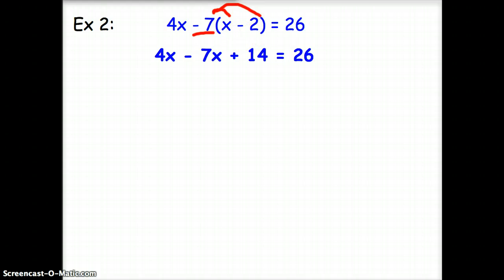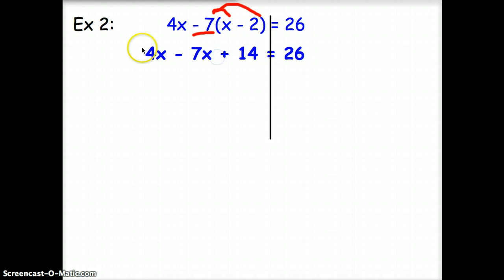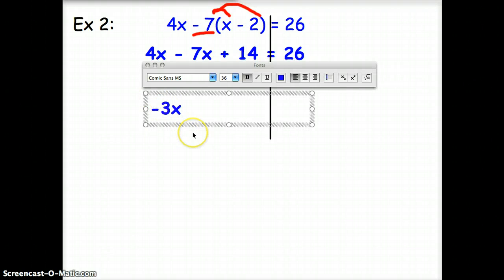Please note that it is a plus 14 rather than a minus 14 because we do have a negative 7 times a negative 2. Now we can go back to our same process we had before. Combining like terms, step 1. 4 minus 7 is going to give us a negative 3x. So negative 3x plus 14 equals 26.